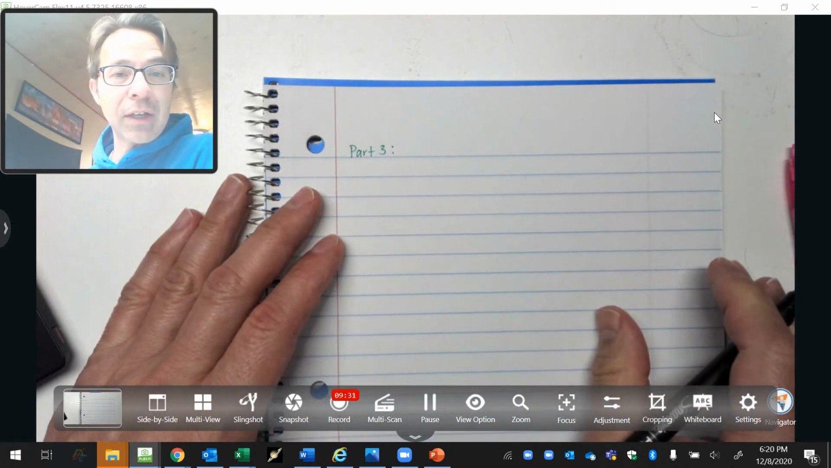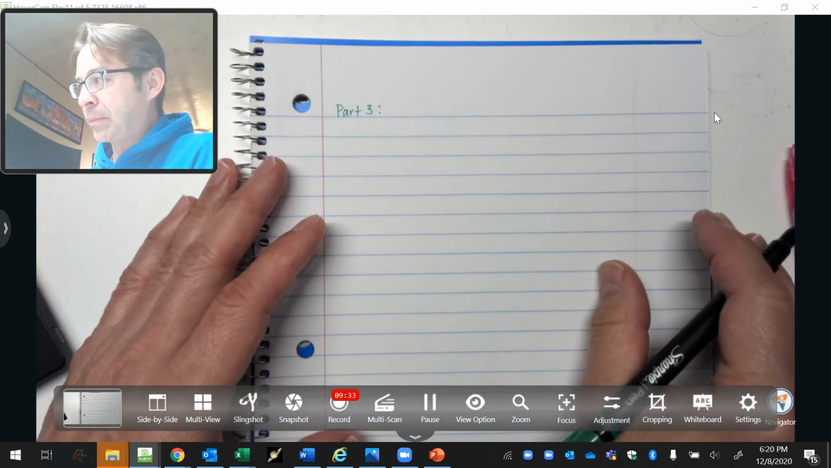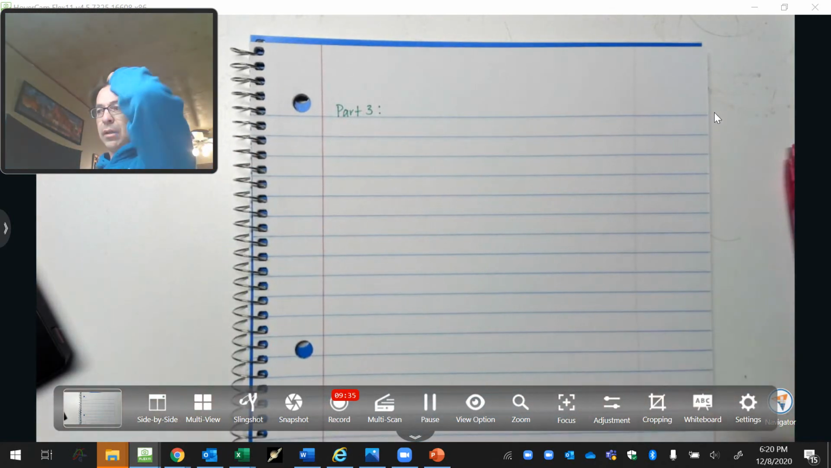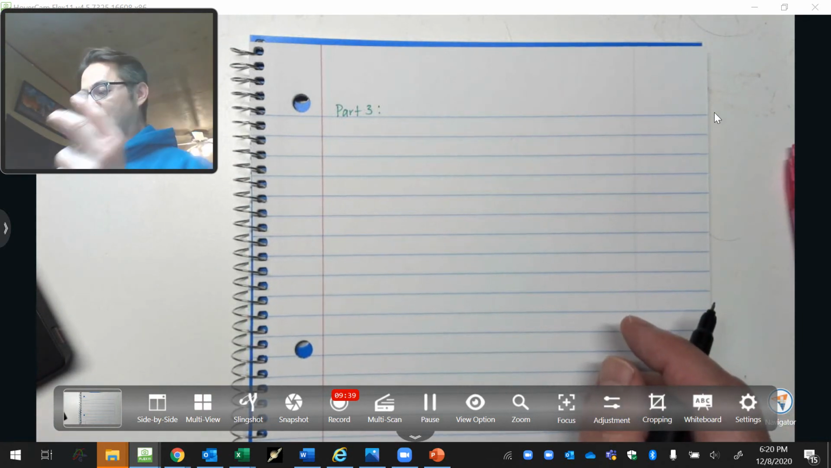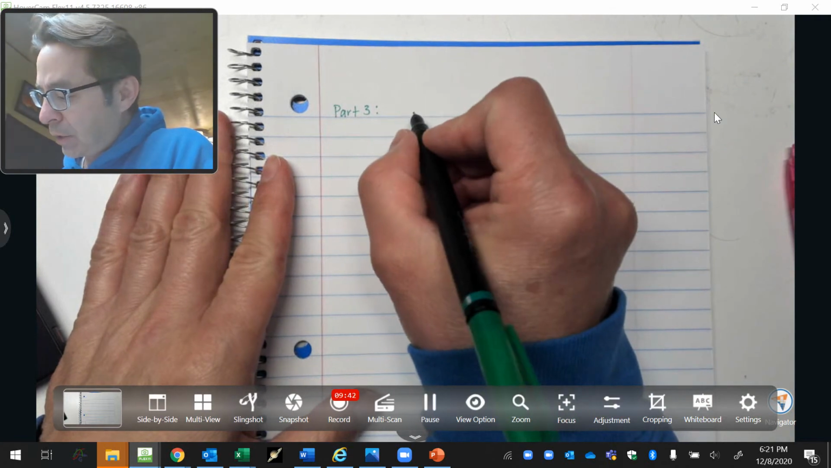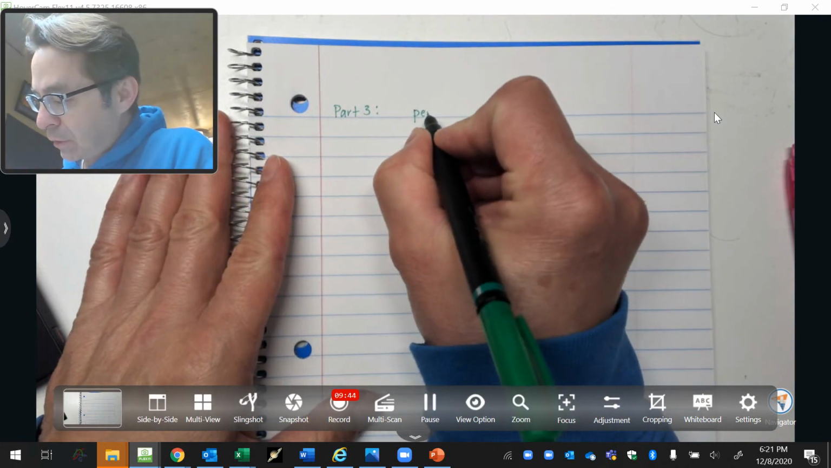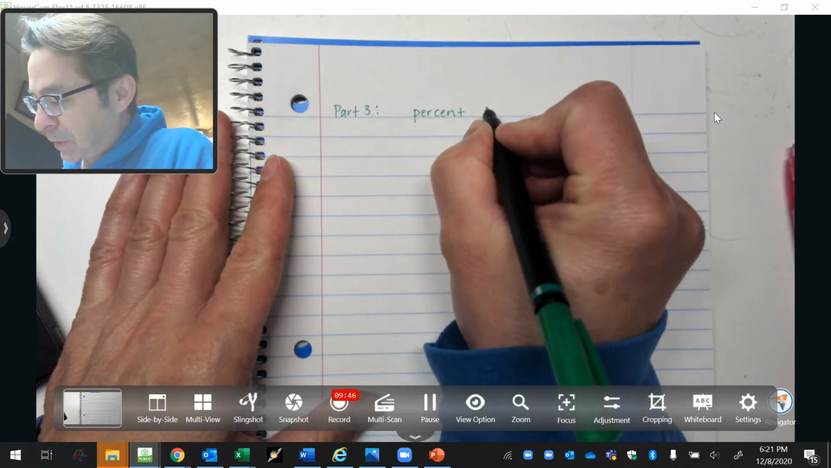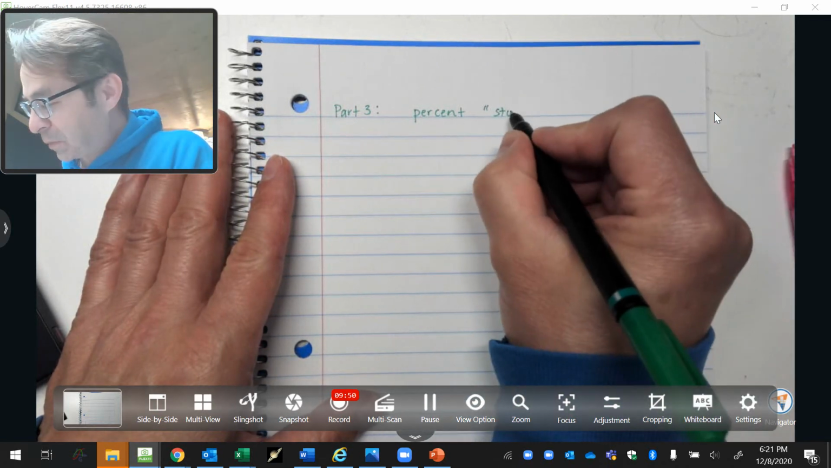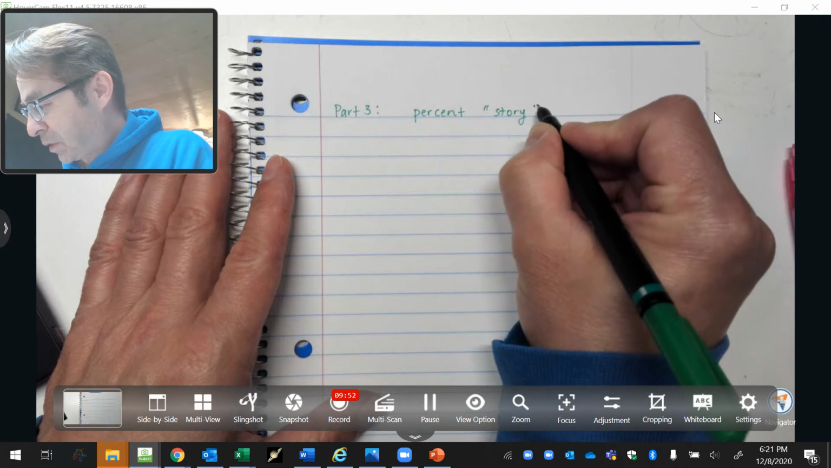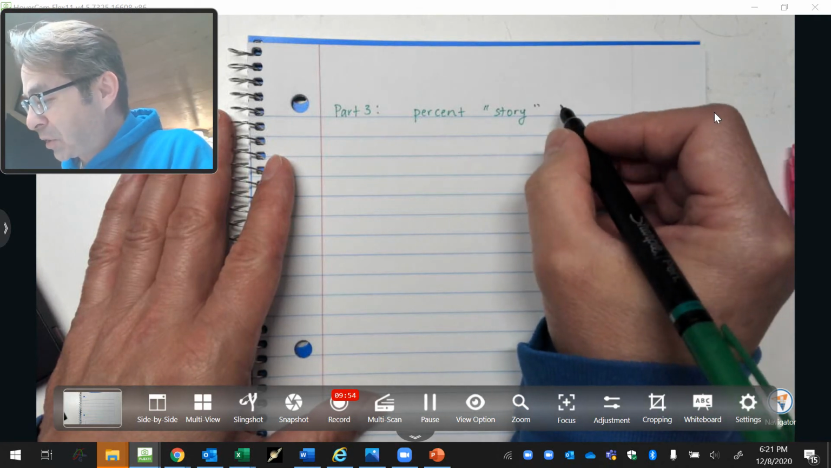This is the longest and hardest part of the assignment. By the way, how many story problems are there? Just two of those. And then percent story problems is what I'm going to call it, but it's not much of a story problem. You'll see. So I'm putting that in quotes. Percent story problem.